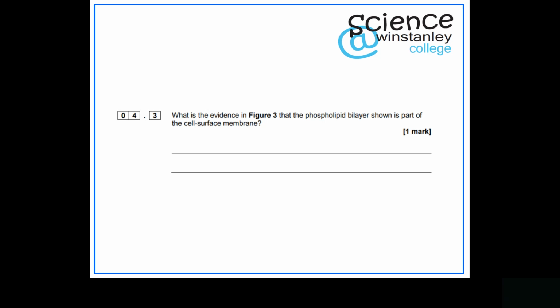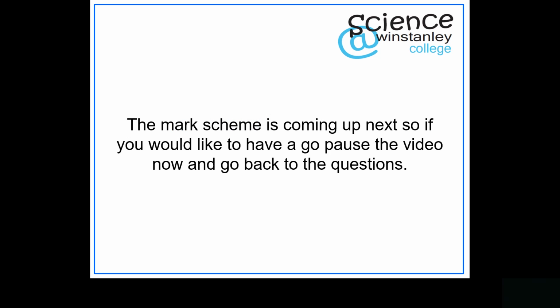And the last bit, what is the evidence in figure 3 that the phospholipid bilayer shown is part of a cell surface membrane? Again, this is linking to another part of the specification, but we know that if a plant cell is making cellulose, you've got to try and think to yourself, well, where is cellulose found in a plant? And then you can make a link to it from there. So the mark scheme's on the next bit. If you want to now pause the video, rewind it a little bit and have a go at the questions yourself, make a few notes, obviously, get you thinking about it, and then you can proceed through the video and look at the mark scheme.